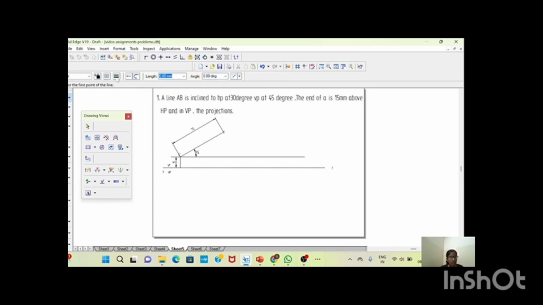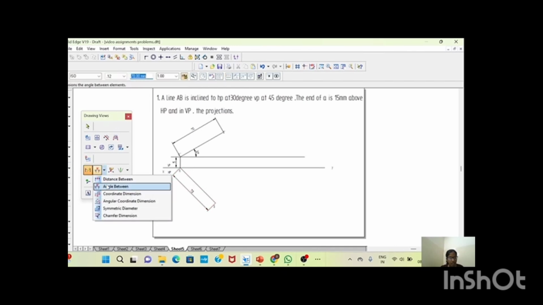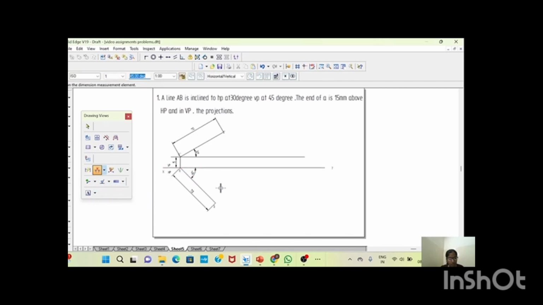Now select a line of 0.13 mm. Now give a length as 70 mm and we have to give minus 45 degree, and using the text box select the text, name it as A, B, and now measure the distance and measure the angle, that is 45 degree. Now draw a reference line, that is the locus line.